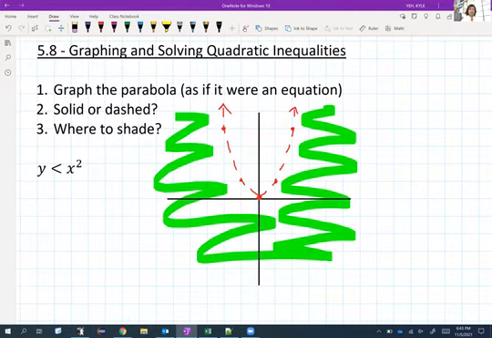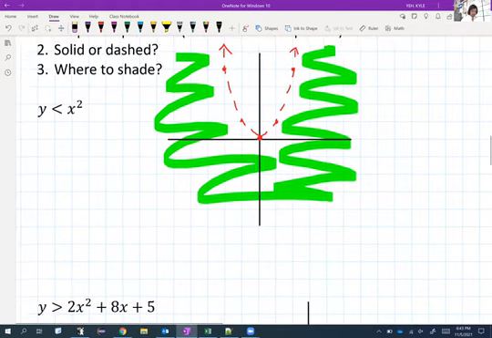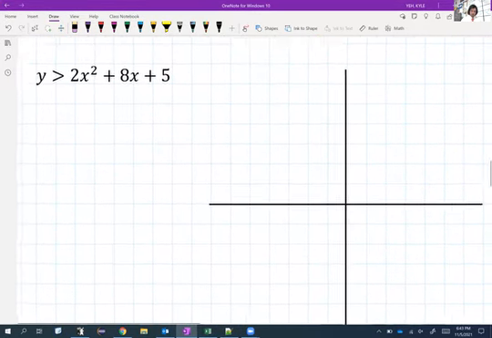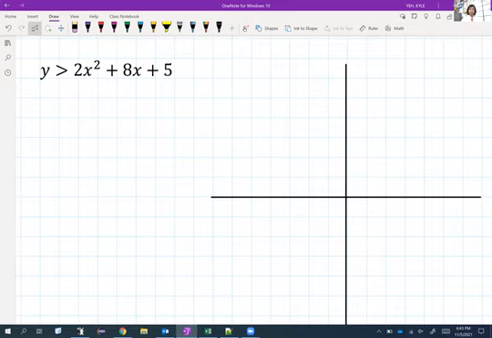So when it comes down to it, all three of these steps are things that we've seen before. Graphing parabolas early in this chapter, and then solid or dashed lines and where to shade, above or below, multiple times already in this course, chapters 1, 2, and 3. So this should be a lot of familiar knowledge when it comes to two variable inequalities. So we're going to do an example right now, just to remind you of how we graph a parabola. I've got y is greater than 2x squared plus 8x plus 5.